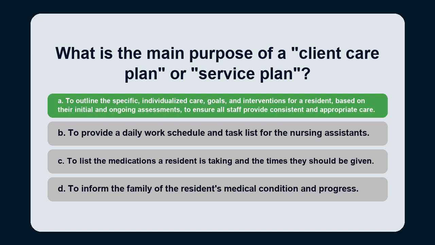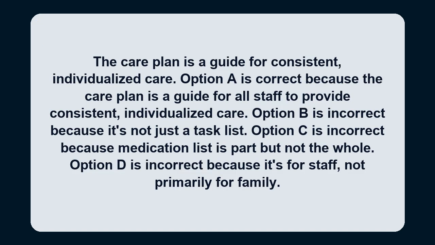The answer is A. The care plan is a guide for consistent, individualized care. Option A is correct because the care plan is a guide for all staff to provide consistent, individualized care. Option B is incorrect because it's not just a task list. Option C is incorrect because a medication list is part but not the whole. Option D is incorrect because it's for staff, not primarily for family.